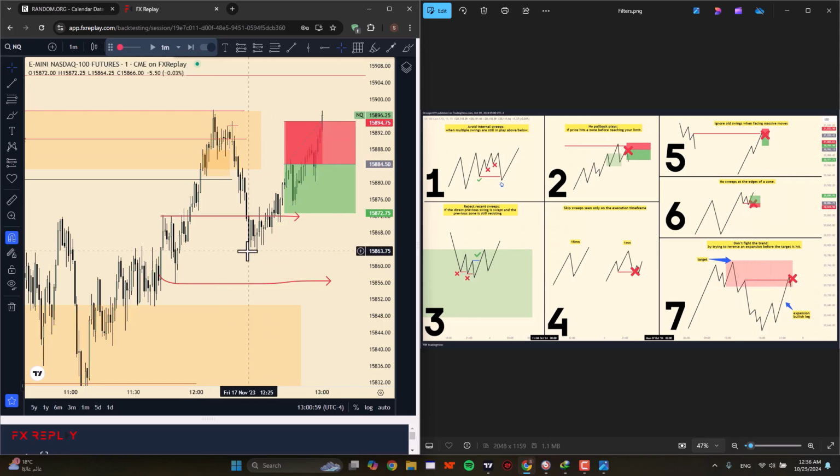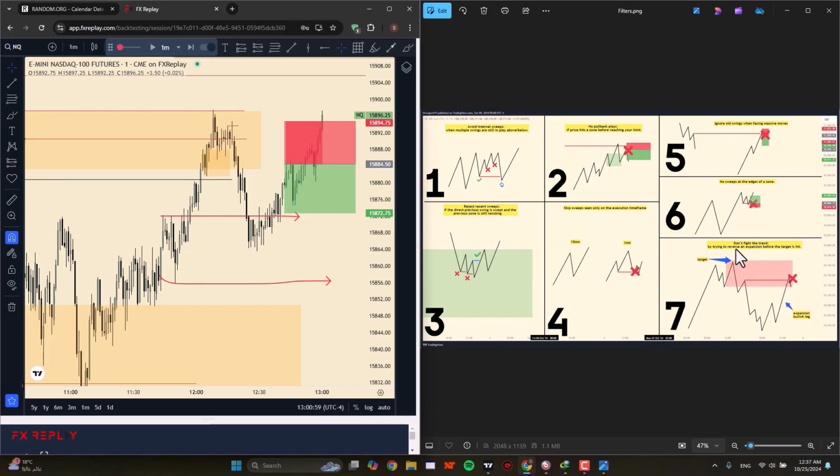So we don't take sweeps from direct previous swings. We wait for that zone to get broken like this. We broke this zone here and we topped to the upside. That's a third filter. What is this filter right here? Isn't it this? The seventh filter?